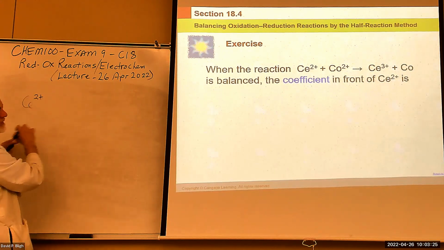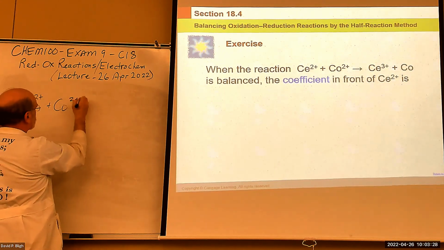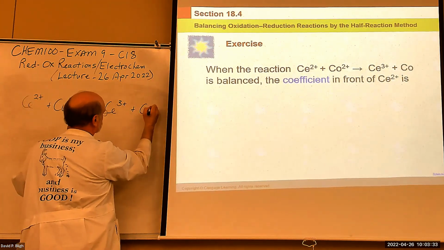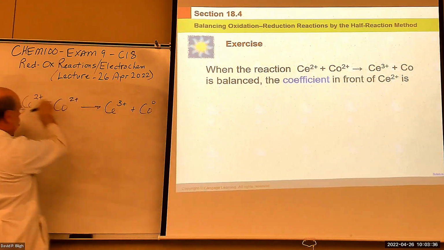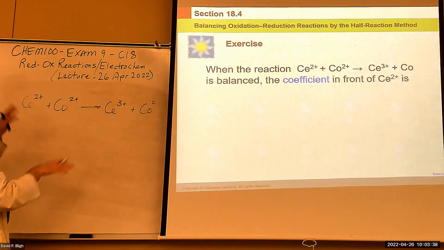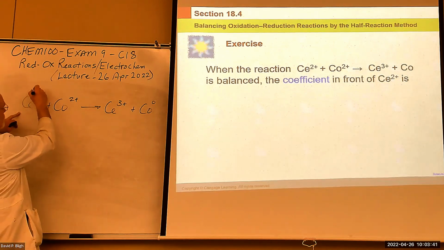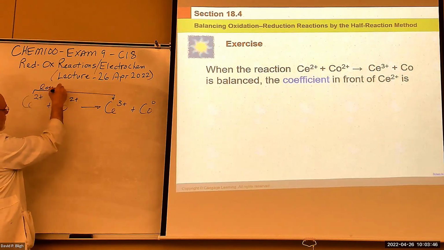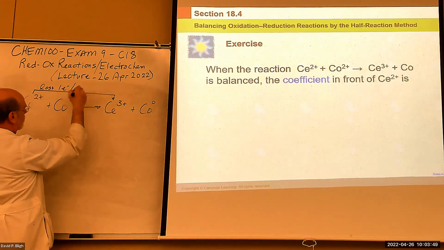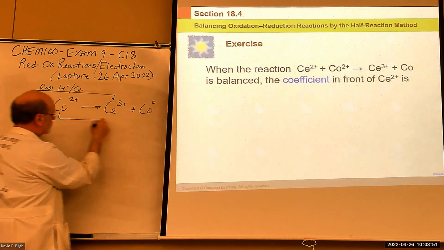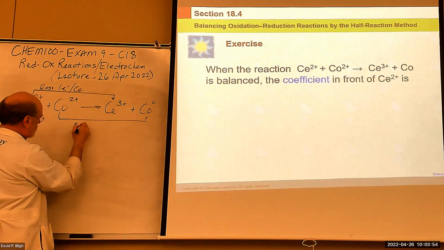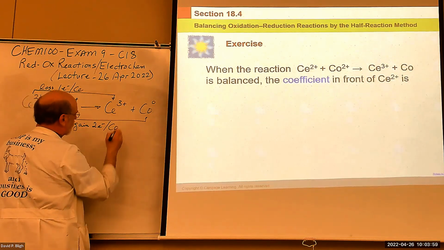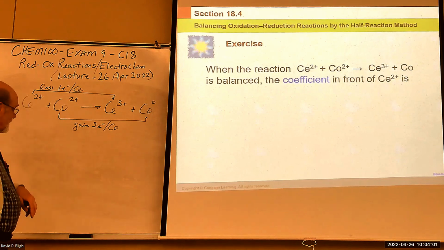Cerium 2+, cobalt 2+, cerium 3+, and cobalt. So that's a 0, and these are all charges. So which one went where? Well, the cerium lost an electron. 1 electron per cerium. Cobalt gained 2 electrons per cobalt. Right?